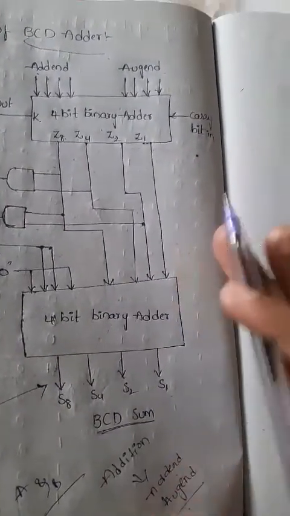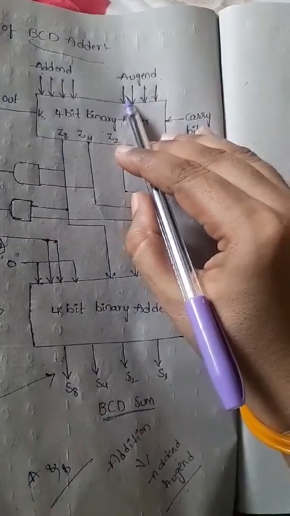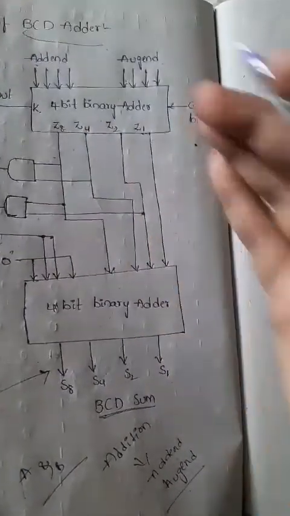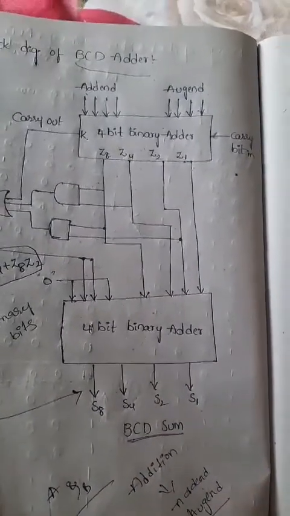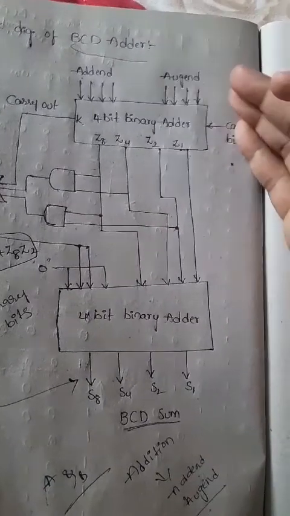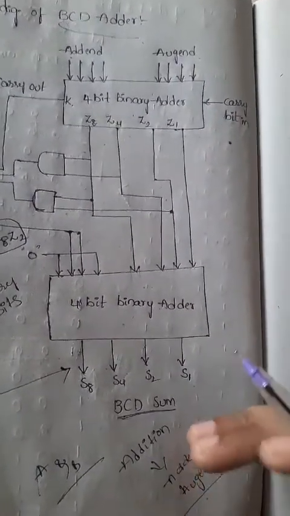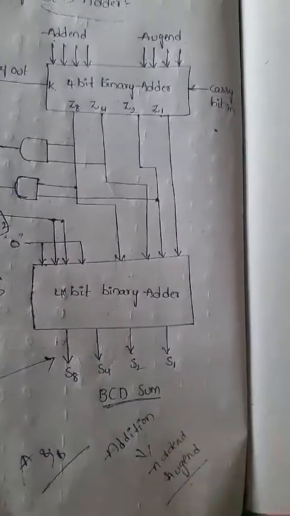Okay, so the main difference between these is that the first 4-bit adder is for binary input and the second 4-bit adder is for BCD. That is the only difference we have. The first input is represented in binary, and the second output is also 4-bit, but it is represented in BCD, not in binary.